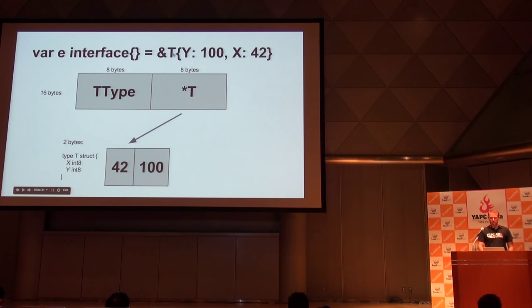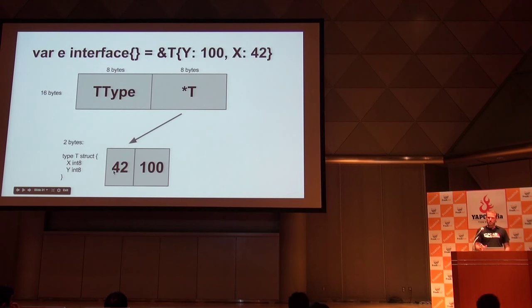For instance, if you had a type T, and your type T was like a struct with two fields, let's call them X and Y, and you said var E of type empty interface equals that, what this variable E would be at runtime is actually one word that was a pointer to the T type, which is like a runtime internal type, and then it would be a pointer to your 2 bytes of memory that had 42 and 100. So that's one way that you can put something in interface. This is the most compact way, because the pointer goes directly there.